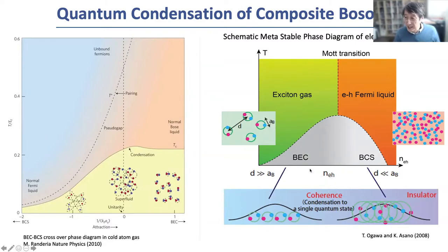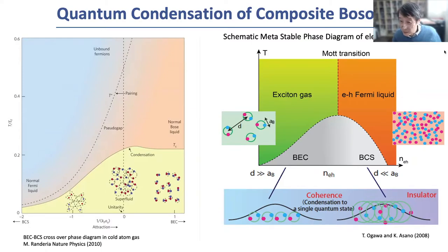again controlling the boson density or exciton density. If the exciton is sparse, then the distance is farther away compared with the exciton size. This is more like the tightly bound exciton picture, where the condensation is naturally a Bose-Einstein condensation picture. But once you push into more tightly spaced excitons, they start to interact very strongly with each other. Classically, they can actually melt into the electron-hole Fermi liquid, because of screening of the Coulomb interactions, and the excitons start to unbind.